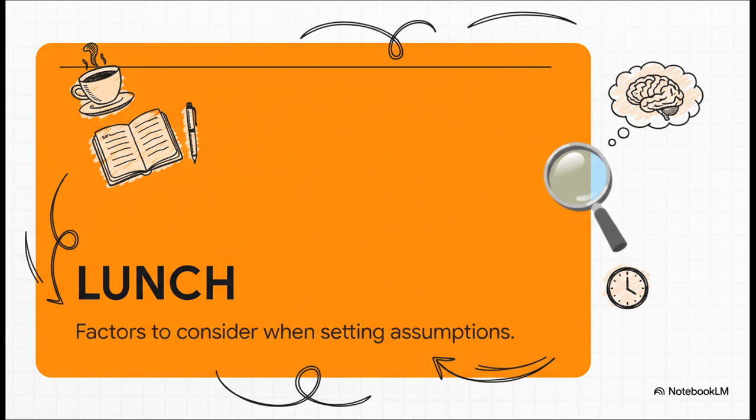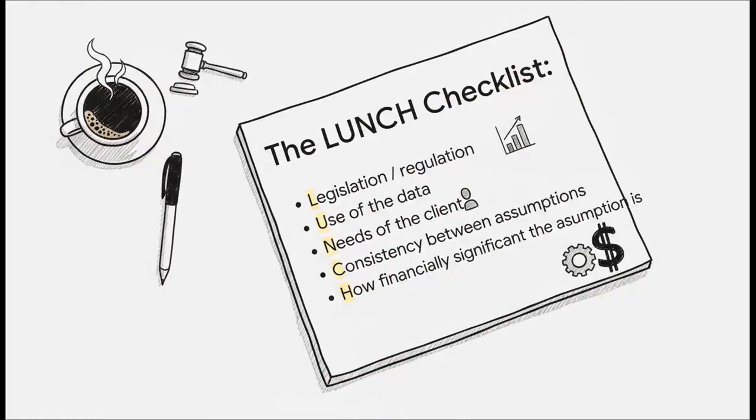It's not steak, it's not salad, it's LUNCH. This is the checklist running through your mind. First, what are the rules of the game? That's your legislation. Then, how exactly are we going to use this data? That's the use. What does the client actually need from this? The needs. Okay, do all my assumptions play nicely together? That's consistency. And finally, the big one. How financially significant is this particular assumption? For an actuary, this isn't just some list, it's your defense. It's how you justify every choice you make. So, when you're setting assumptions, just remember to have lunch.